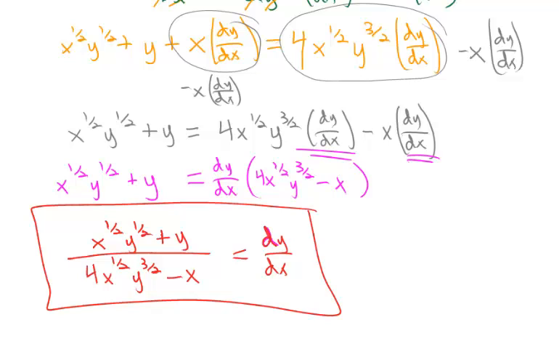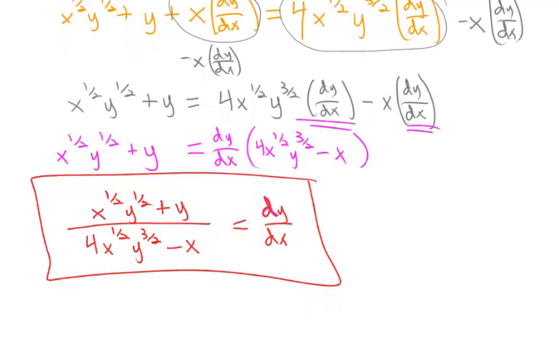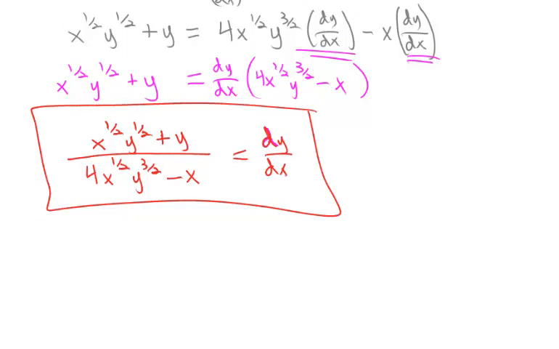A lot of algebra to get there, but the idea is the same. We're getting all the dy/dx's on one side. Factor out the dy/dx so that you can isolate it. We don't care how ugly it gets along the way. It's the same strategy and the same process.